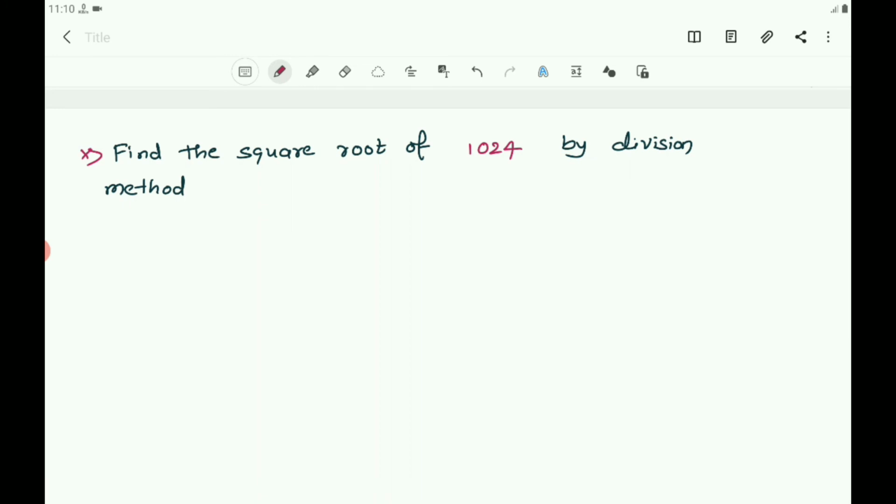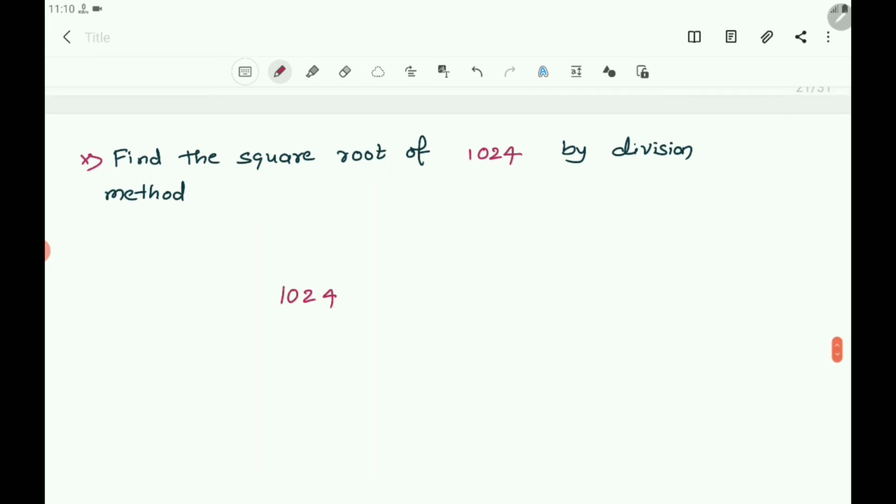Now you take the number 1024. As there are 4 digits, you can have a bar for the first two digits and another bar for the next two digits. Here you get 2 pairs of 2 numbers. Now you consider the first one, that is 10.